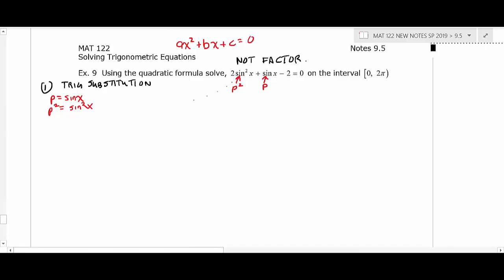So what we're going to do is this equation is now going to become 2p squared plus p minus 2 equals 0. You can use any letter you want. I just randomly picked p for some reason. I like p, I guess.